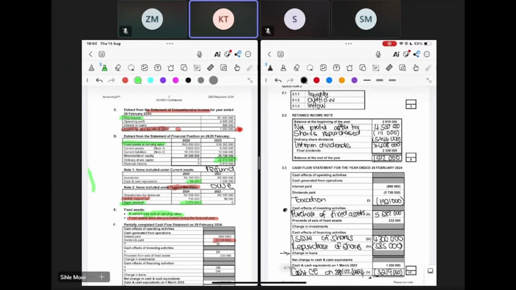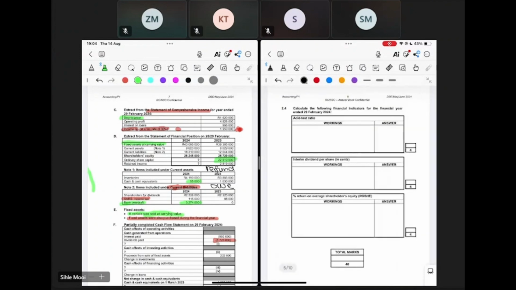Okay, so let's continue now with question 2, financial indicators. In 2.4, we are asked to calculate the following financial indicators for the financial year ended 29 February 2024. We have first the acid test ratio. Now, for the acid test ratio, what do we do there? It's a variation of our current ratio. It's just that we say current assets minus inventory to our current liabilities.